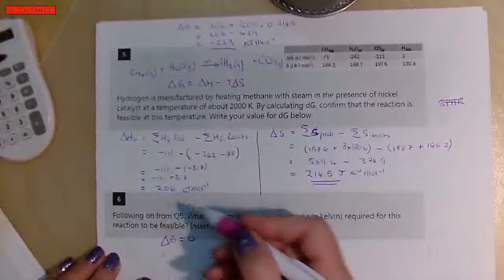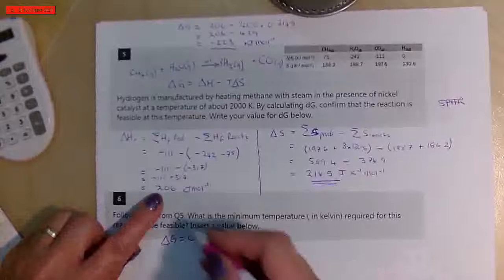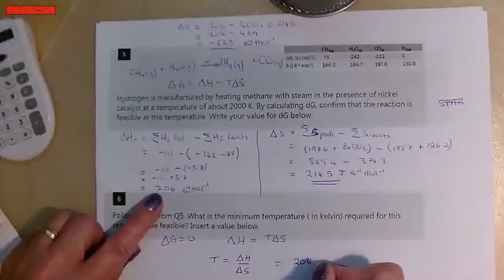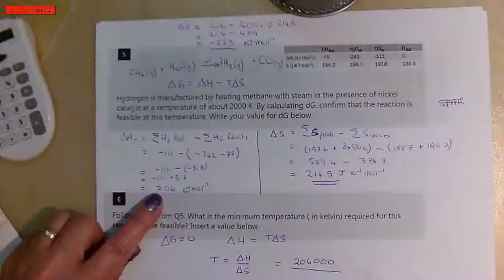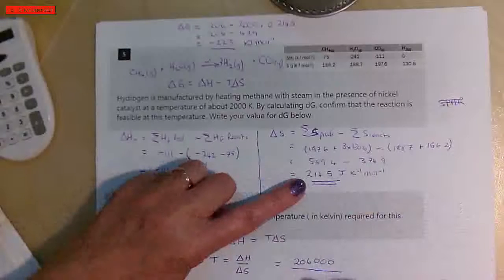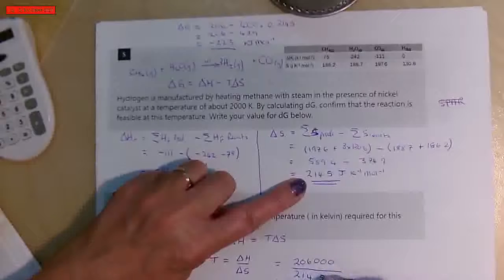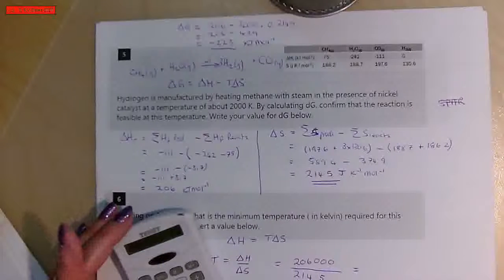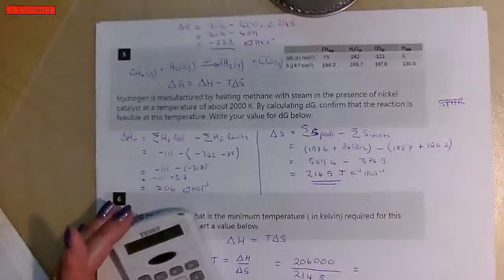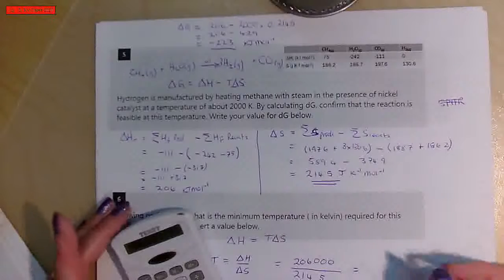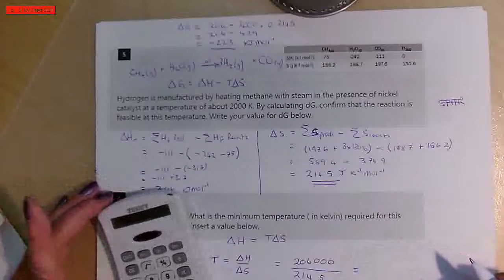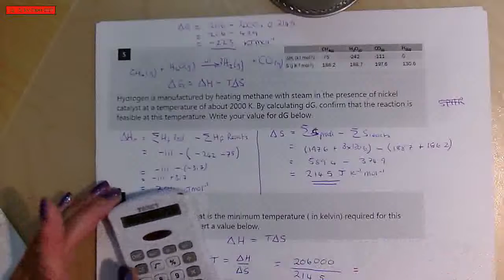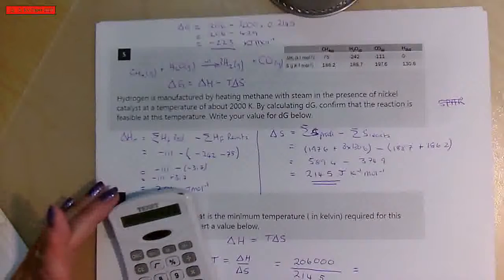We have delta H, which is 206 kilojoules. I'm going to put it into joules, divided by delta S, which we've got at 214.5. Okay, so I just need to plug that into my calculator. 206,123 divided by 214.5 equals, oh, I can't even see that, I'm going to do that again. 206,123 divided by 214.5.